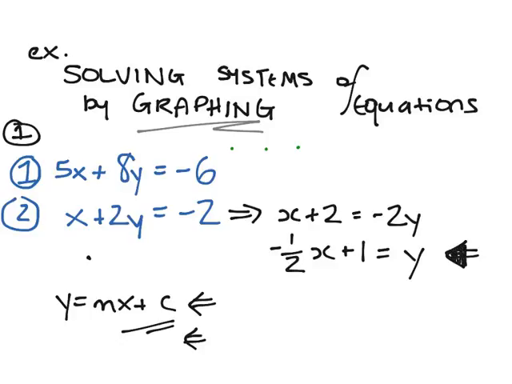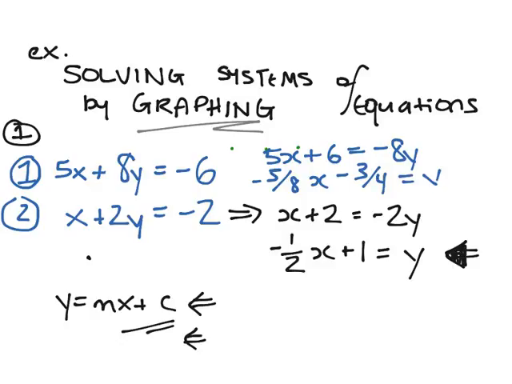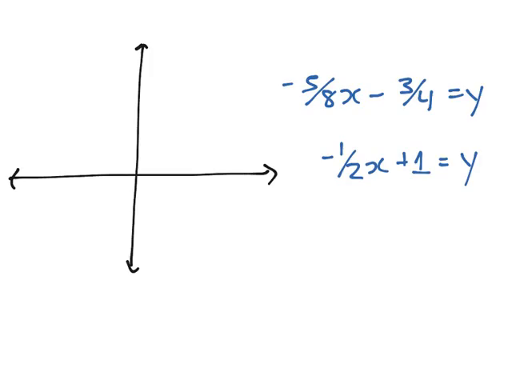For our first equation, if we move y to the other side, we have 5x plus 6 is equal to minus 8y, and we have minus 5 over 8x minus 3 over 4 is equal to y. So this is our first equation. Now, we graph both of them. Here's our graph in the xy plane.